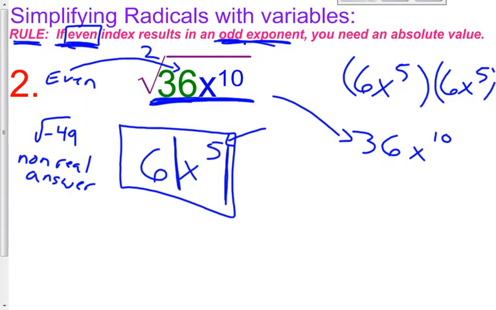If you get an odd answer, always look at your index. If your index is even, you have to have an absolute value sign. If your result is an even exponent, you don't need that absolute value sign. This rule is now irrelevant. In the same way, if you have an odd index, once again, don't even worry about the absolute value signs. You don't need them. It's only in this case: an even index that results in an odd exponent.